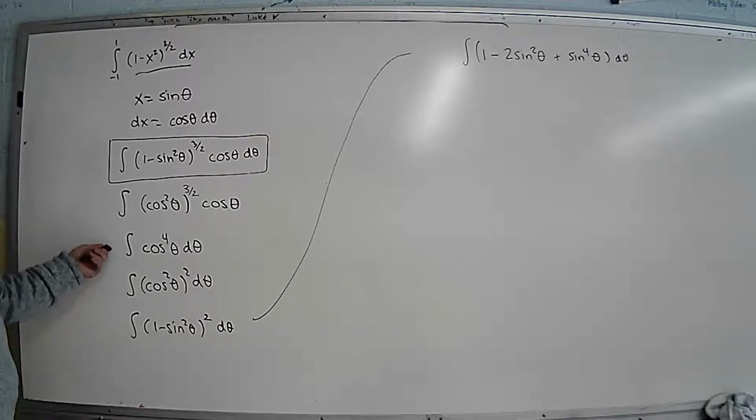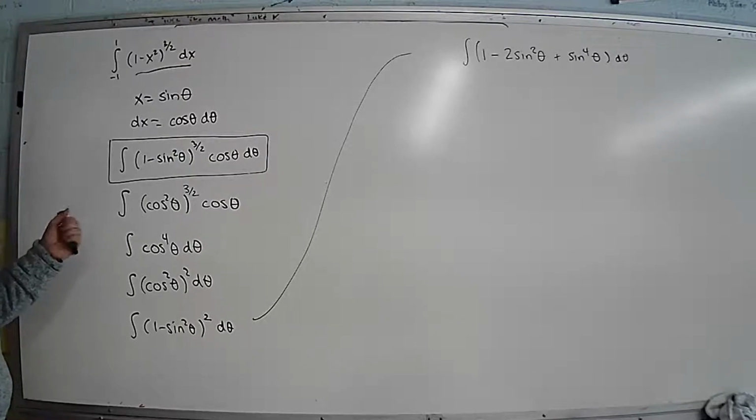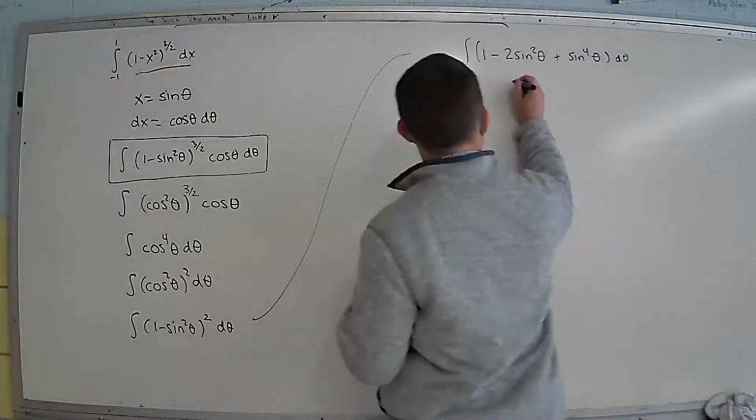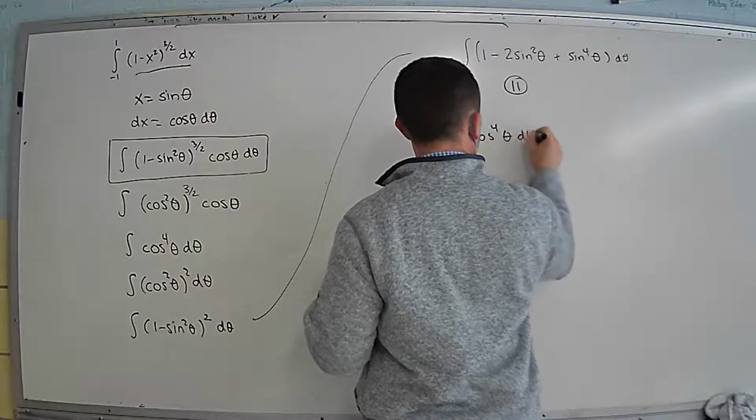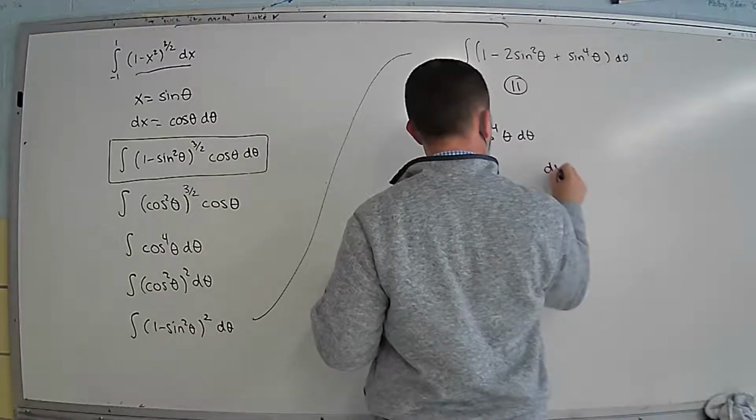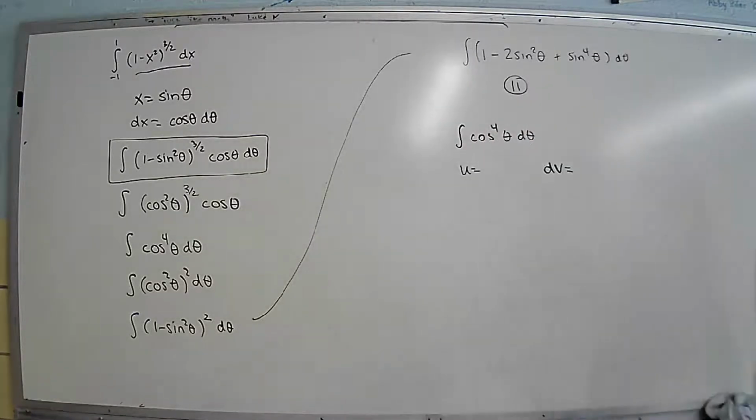So maybe I'm going to go back here to cosine to the fourth. Maybe try it by parts. Ugh. How would we do that by parts? So I'm going to redraw my pause button and start here with cosine to the fourth. How would we do that? Are we going to run out of time? Maybe. So how am I going to set the parts up?